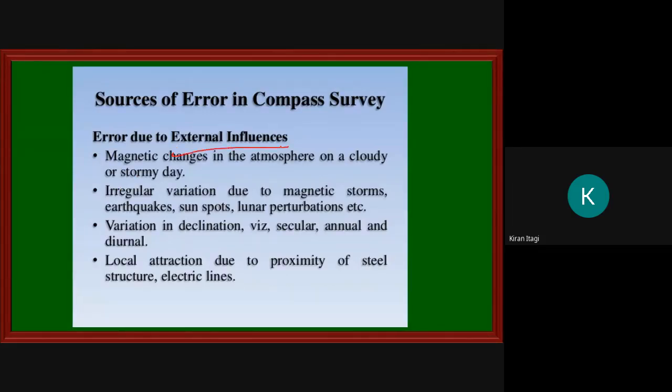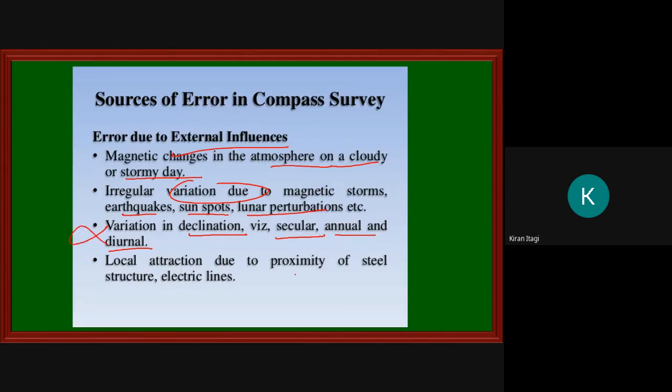Error due to external influence. The magnetic changes in atmosphere on cloudy or stormy days, irregular variation due to magnetic storms, earthquakes, sunspots, lunar effects. Variation in declination, that is secular, annual, and lunar. Okay, I don't know what this one is.